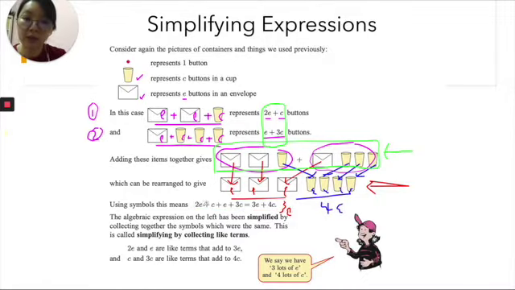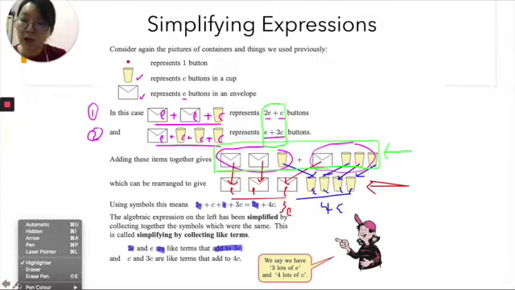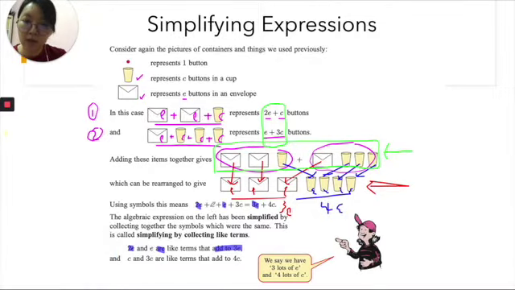Therefore, on my left, I have E here and E here. So, E and E, they are both like terms. I can add them together. 2E plus 1E becomes 3E. So 3E is here. And for cups, I have 1C here, plus 3C here. 1C plus 3C, they are both like terms. So I'll add them together and it becomes 4C. So this is how we group the like terms together. This is called simplifying expression.